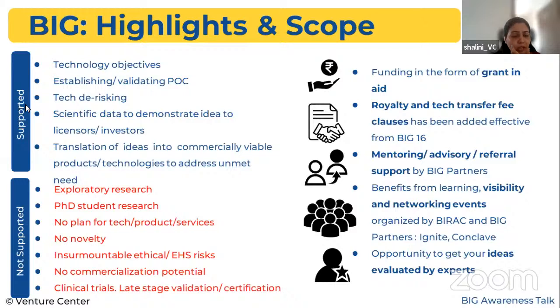Now, the highlight of the scheme is that if you have some technology objectives, you want to establish a proof of concept, you want to de-risk your technology, you want to demonstrate the idea to the investors, or you want to commercialize it, then this is all supported under the BIRAC scheme. Whereas if you want to fund just plain exploratory academic research, or you want to fund your PhD, or your idea has no novelty and no commercialization potential, or it is at a very later stage, which involves a lot of clinical trials or requires a lot of ethical risk, then this is not supported under the BIG scheme.